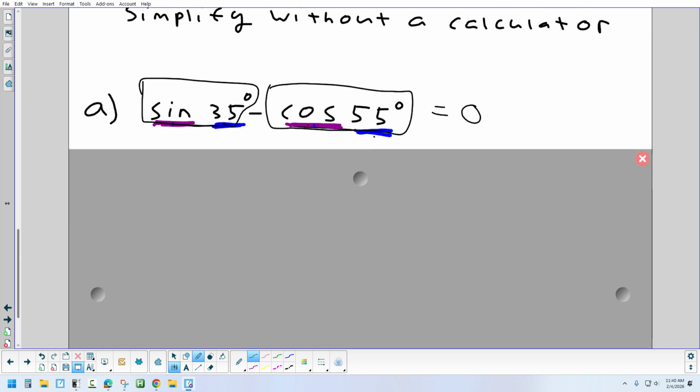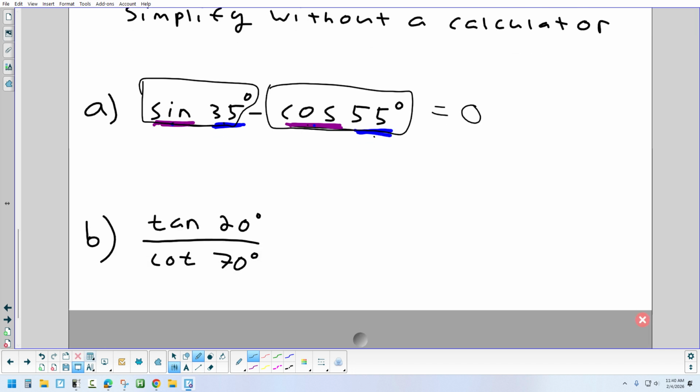Right. How about this one? Tangent of 20 divided by the cotangent of 7. Anybody know what that one's going to come out to? Yeah, that's going to come out to 1. Can you explain why it comes out to 1? True, but why are they the same?